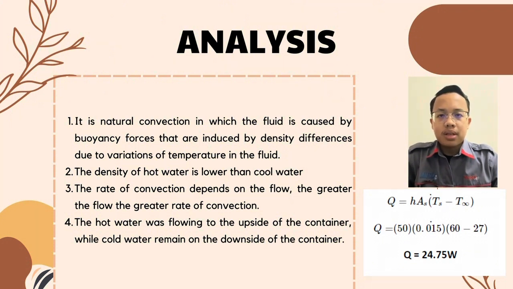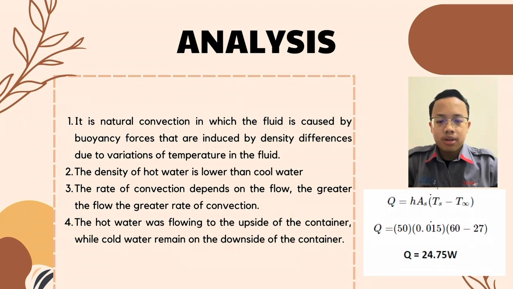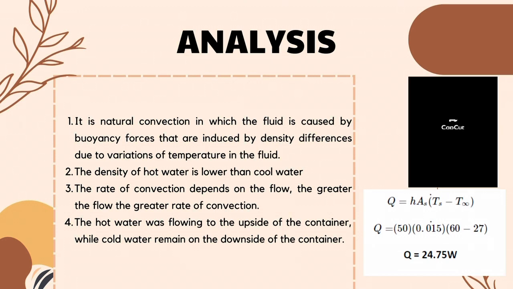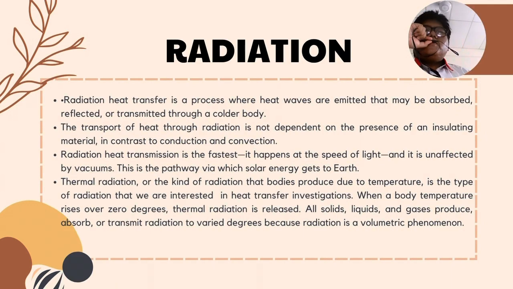Because the density of hot water is lower than the cold water, the hot water will be on the upside of the container, while the cold water will be on the downside. As we calculate, we get the heat transfer coefficient to be 24.75 watt. So we go to the next part, which is the radiation.